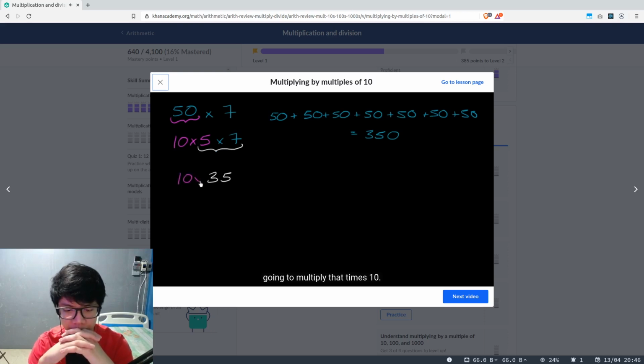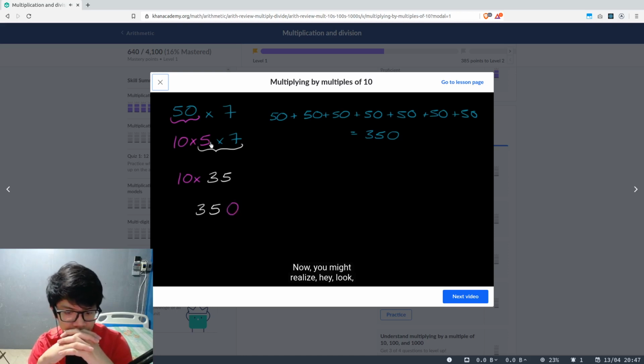By 10, we're going to multiply that times 10. 10 times 35, well, we're just going to stick a 0 at the end of the 35, is going to be equal to 350. Now I want to do that 0 in that same color. Is going to be 350.